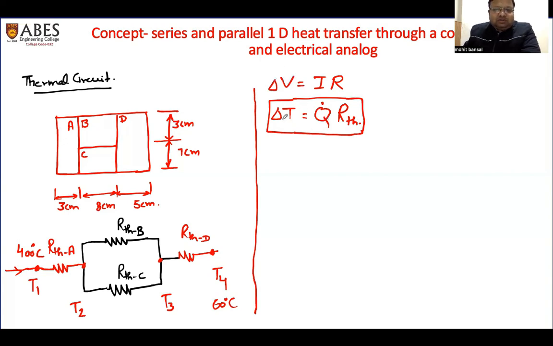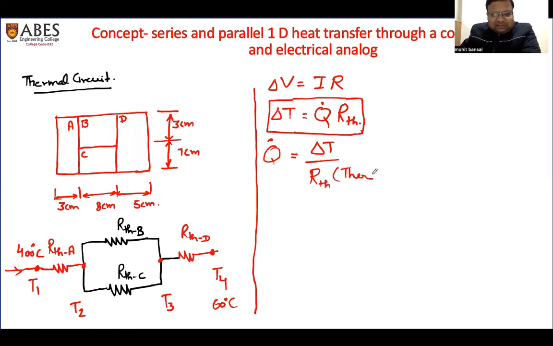Potential difference is analogous to the temperature difference. Current is analogous with the rate of heat flow, rate of heat transfer, and our electrical resistance is analogous with the thermal resistance. So by considering this, we will find out the Q dot. That rate of heat transfer will be equal to the temperature gradient, temperature difference upon thermal resistance.